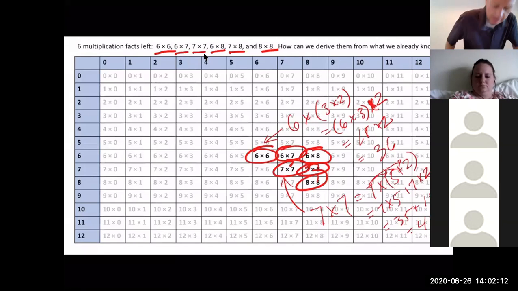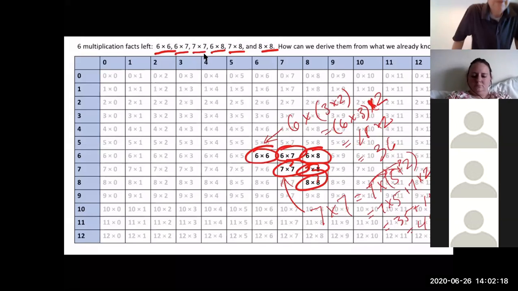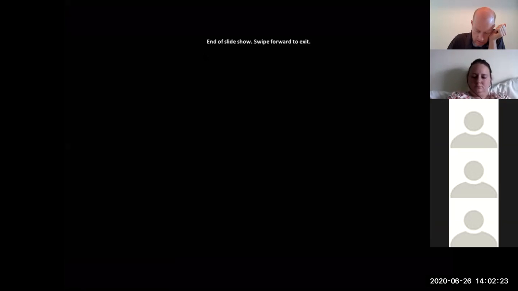Okay, hold on a second. Now that's our slideshow, and I'm going to post this slideshow up on Canvas so you can see and go back through how that works.